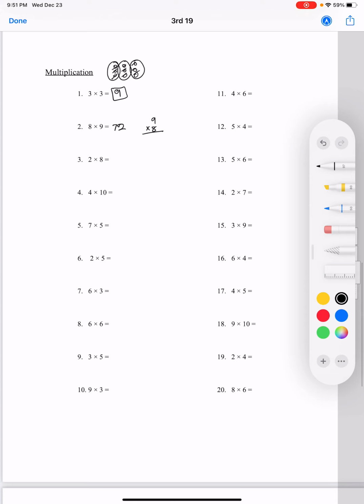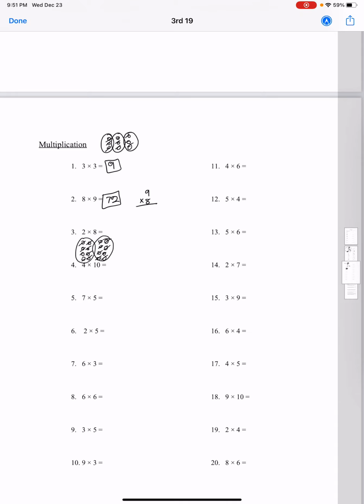So 72. 8 times 2, 2 groups of 8. 1, 2, 3, 4, 5, 6, 7, 8. So 2 groups of 8. 1, 2, 3, 4, 5, 6, 7, 8, 9, 10, 11, 12, 13, 14, 15, 16. So there's a total of 16 circles, which means that the answer would be 16.